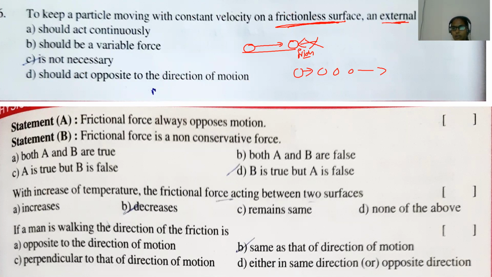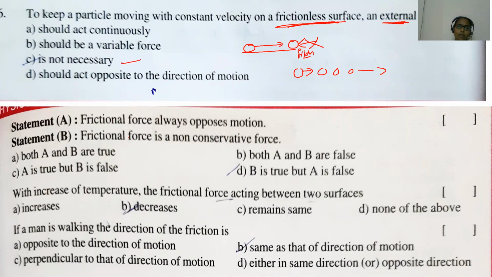Clear, no? It does not require any external force if there is a frictionless surface, because there is no friction on the surface, which means the body keeps on moving only. Because of friction only, the force on that body is wasted and the body finally becomes zero, so the body comes to a stop. It is not necessarily required.